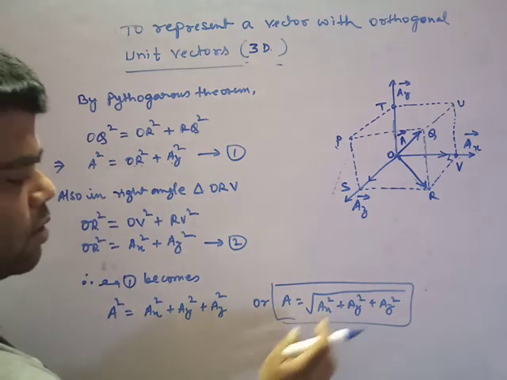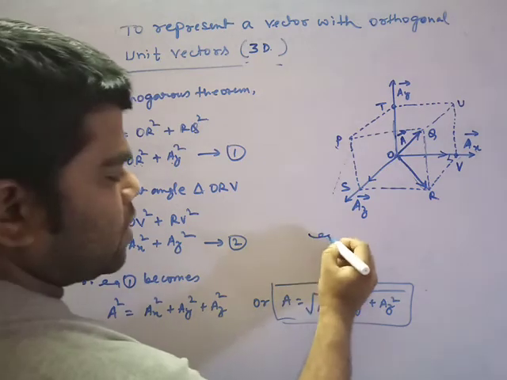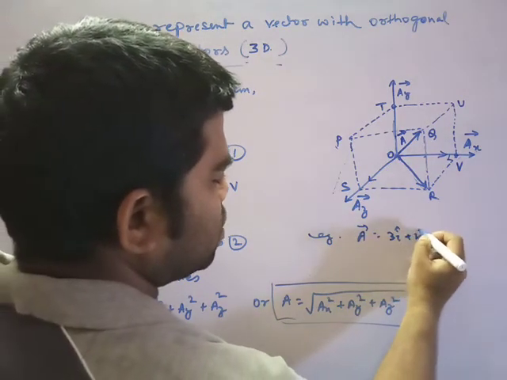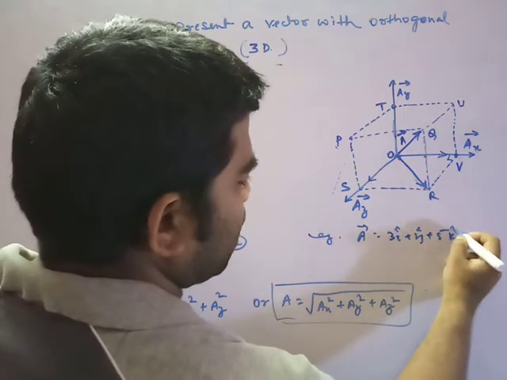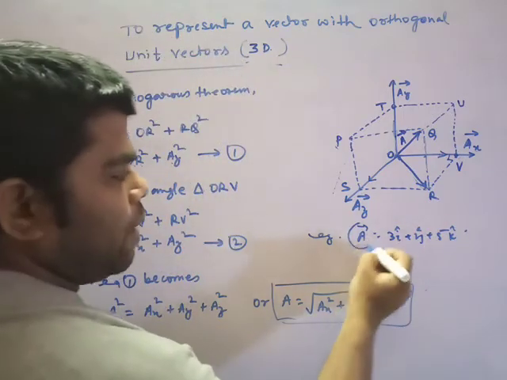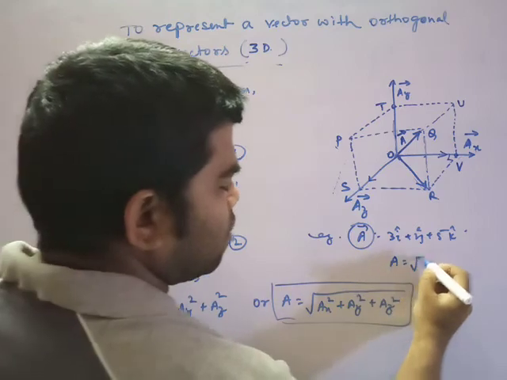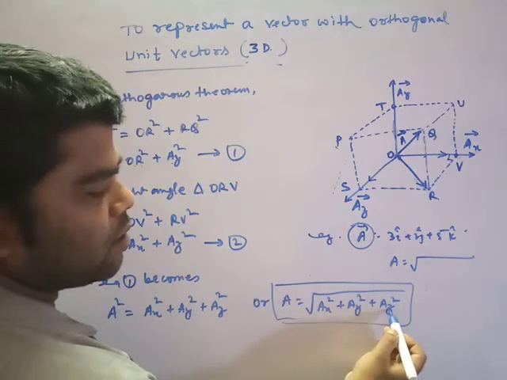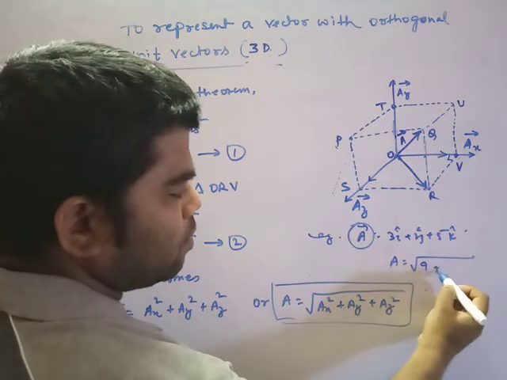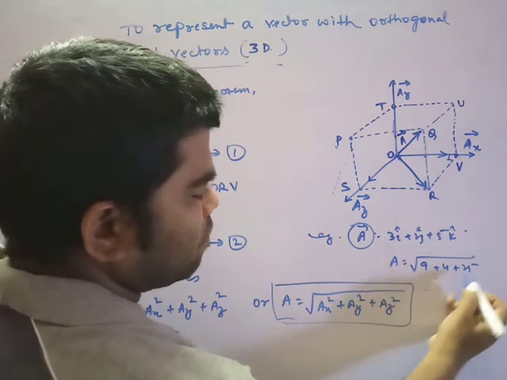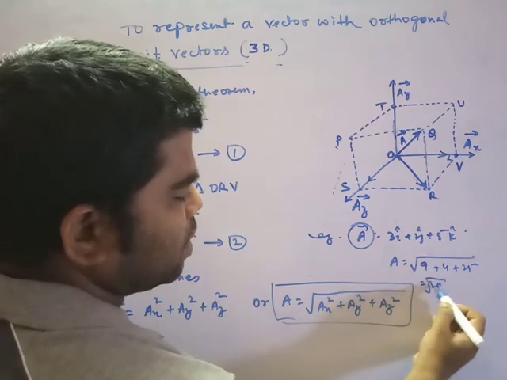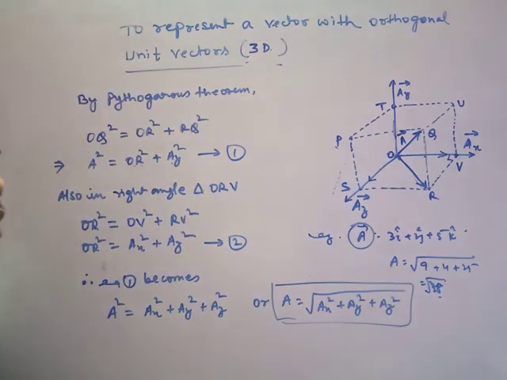What is the best example of this? Suppose a vector is 3i cap plus 2j cap plus 5k cap. It is written. Now find the magnitude of this. So what will the magnitude be? Always the coefficients, because here you have written only the coefficients. So 3 square is 9, plus 2 square is 4, and 25. In this way 9 plus 4 is 13 and 25 is 38. In this way you can say the answer is the square root of 38.